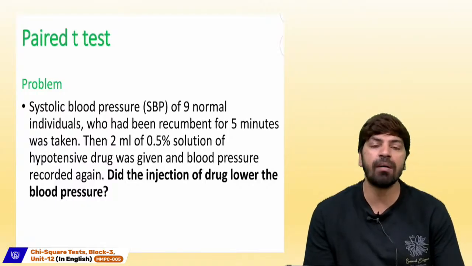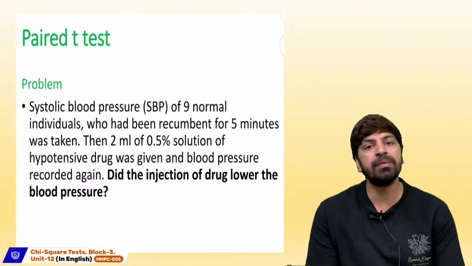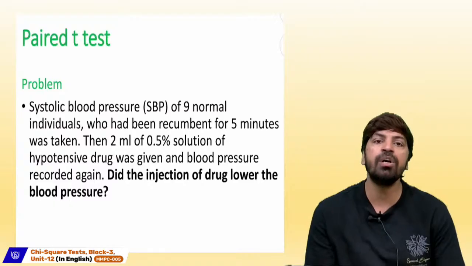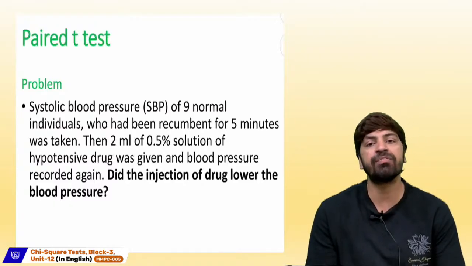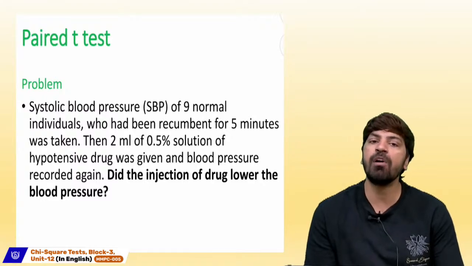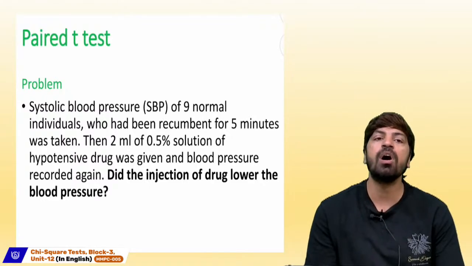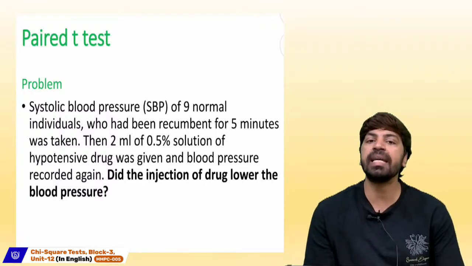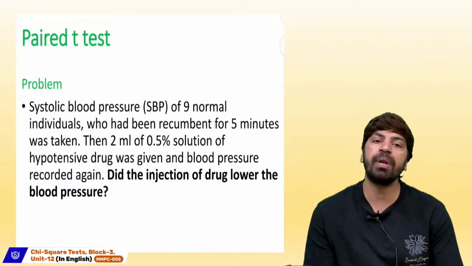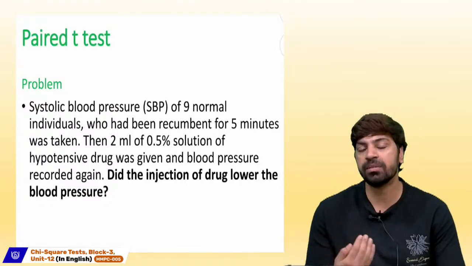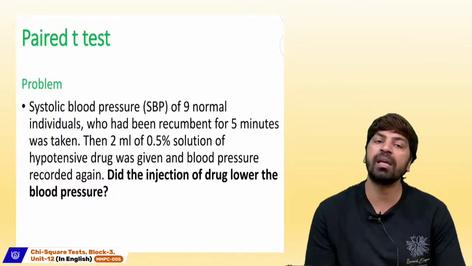Let's take an example. The systolic blood pressure, SBP, of 9 normal individuals who had been recumbent for 5 minutes was taken. Then 2 ml of 0.5 solution of a hypotensive drug was given and the blood pressure recorded again. Did the injection of the drug lower the blood pressure? So this is the question and we have to answer it.